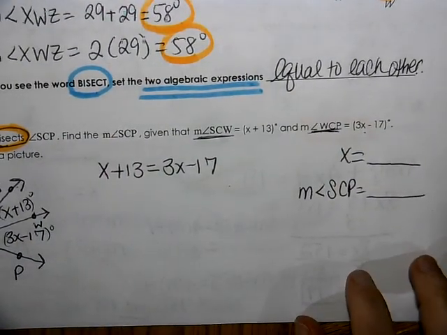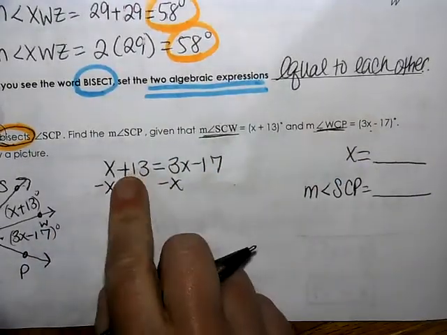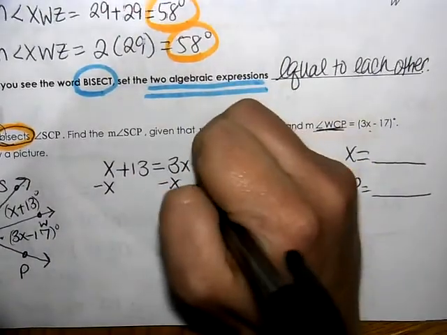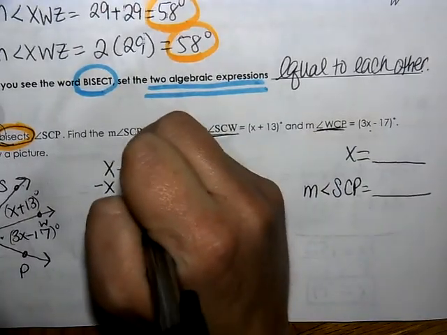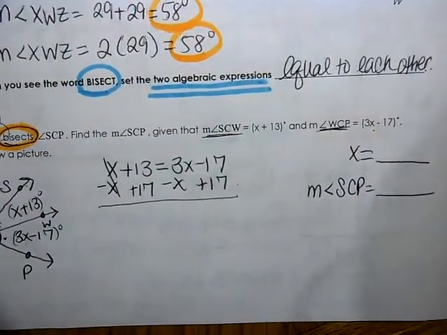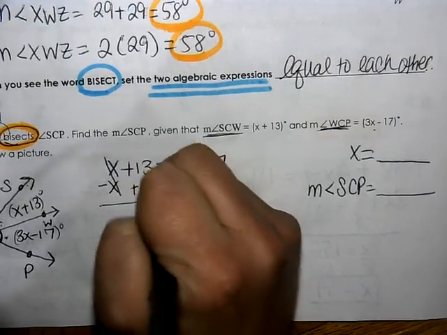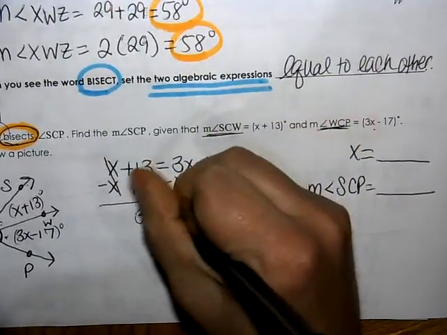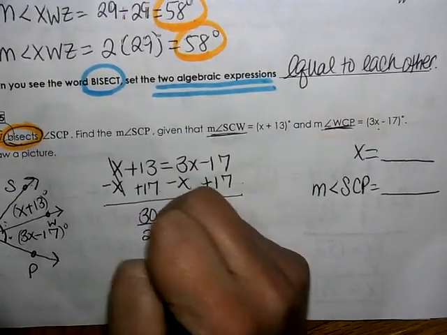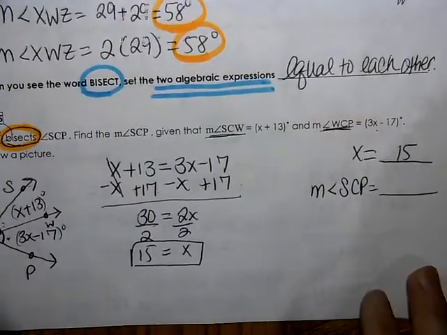All right, so let's go ahead and see what we can find. I'm going to start off by subtracting x on both sides, and why I'm doing that is so that I can have my coefficient be a positive number. And I'm going to add 17 to both sides. I like to do more than one step in one step because I think it saves a lot of time. So 13 plus 17 is equal to 30, and 3x minus x is 2x. I'm going to divide both sides by 2, and I find that x is equal to 15. So I'm going to put 15 right here.